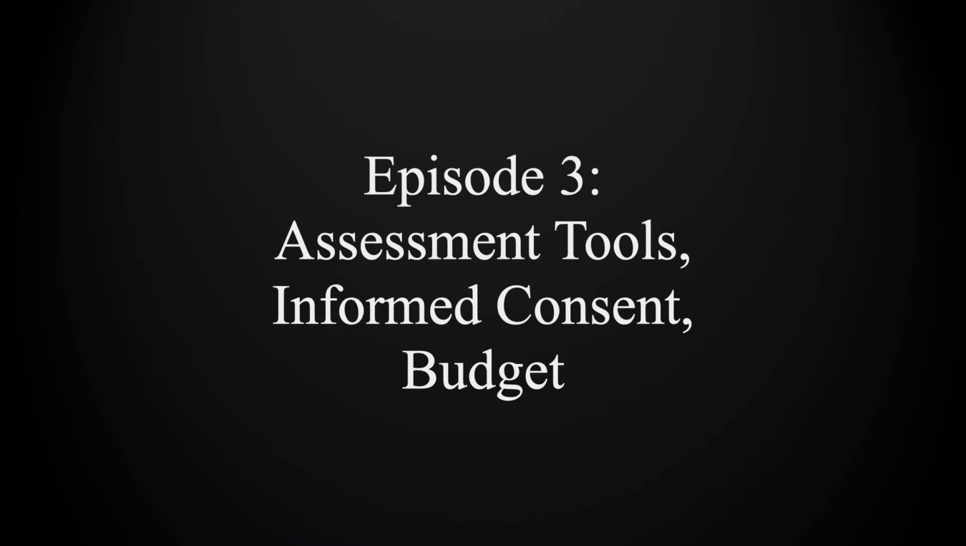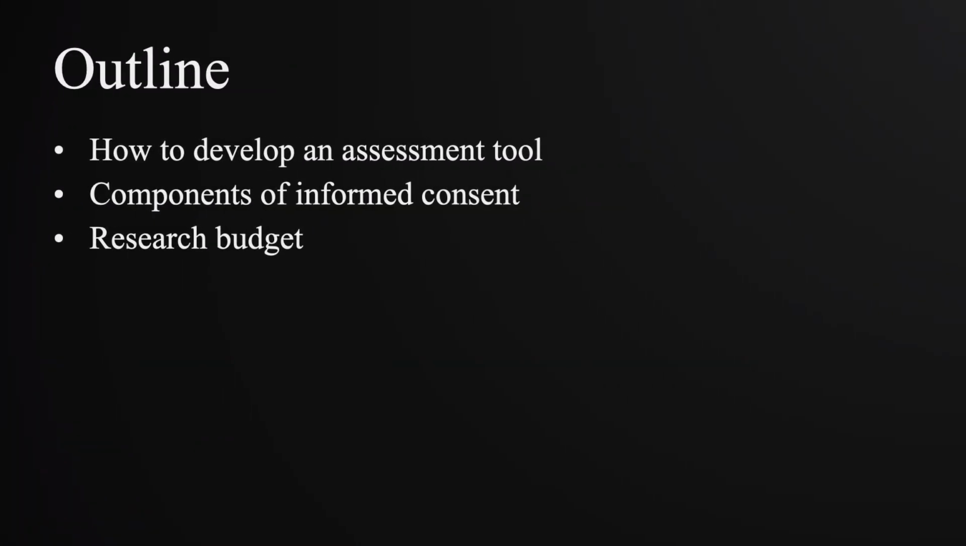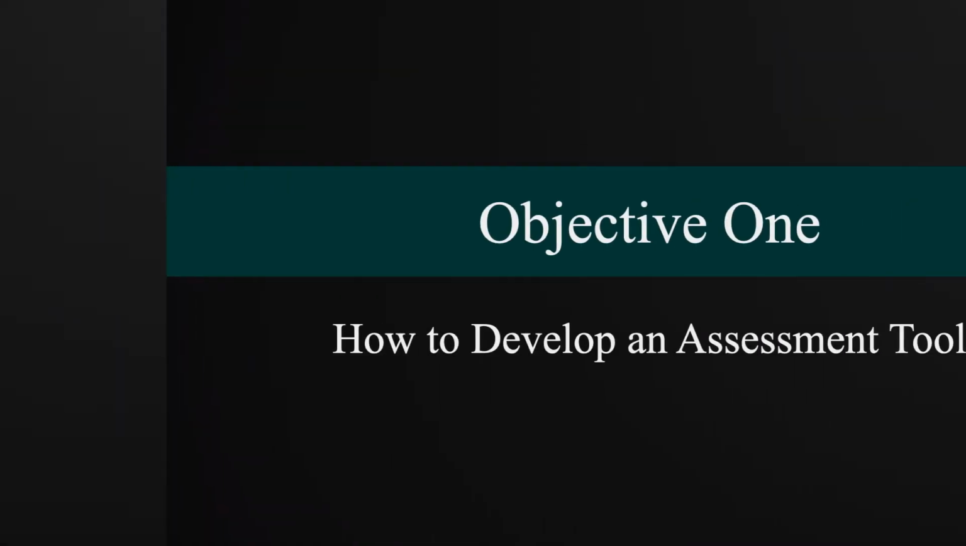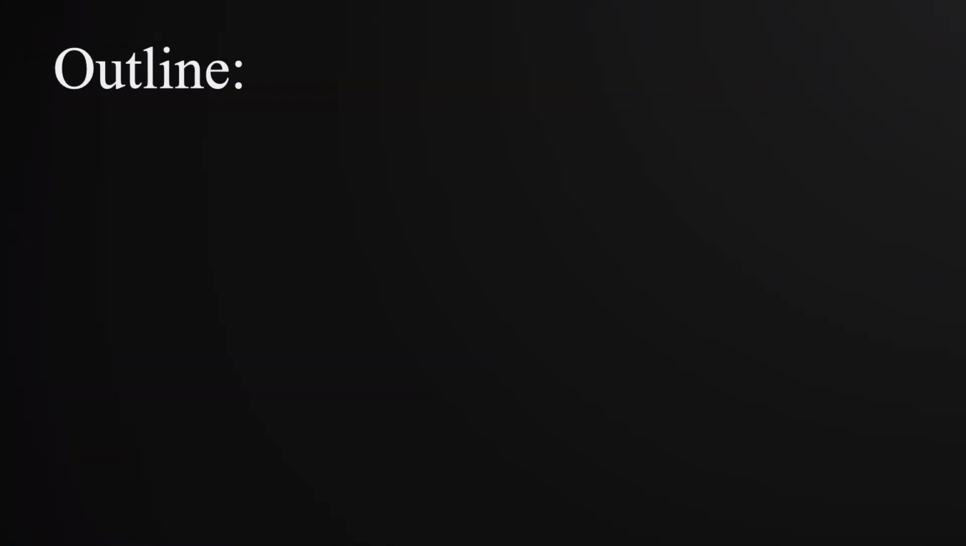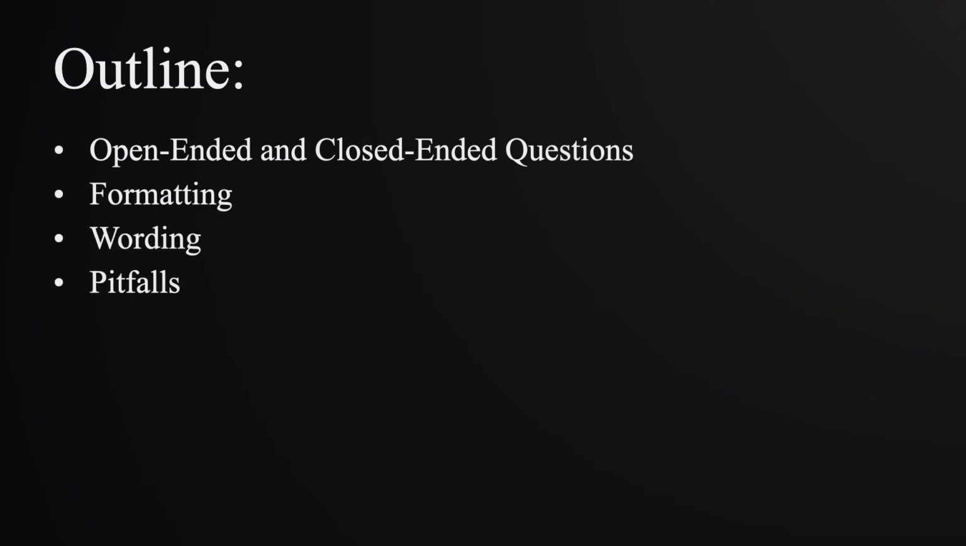So, as previously said by my colleague, today we'll be discussing the last part of proposal development, which is the assessment tool, informed consent, and budget. So this will be the outline of presentation today. We will go over basically the same thing we just mentioned. So objective 1 is how to develop an assessment tool. We have 4 main outlines. We'll discuss open-ended and closed-ended questions, formatting, wording, and common pitfalls that researchers do while developing an assessment tool.